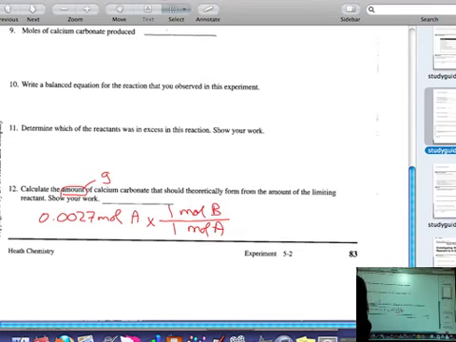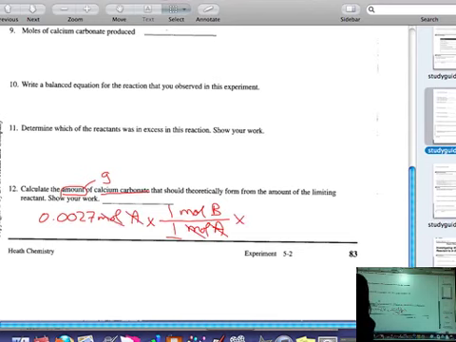Okay, and we're talking about theoretically what things should be produced. I don't want you guys all confused, but we're talking about theoretically what should be produced. So we've got to think about the balanced equation, which says that there's 1 mole of A for 1 mole of B. Okay, and I'm not telling you whether I'm talking about calcium carbonate or sodium carbonate, because you guys have to use what you figured out from questions 10 and 11 to figure out what I'm talking about here. Okay, so we get moles of A, and moles of A cancel.